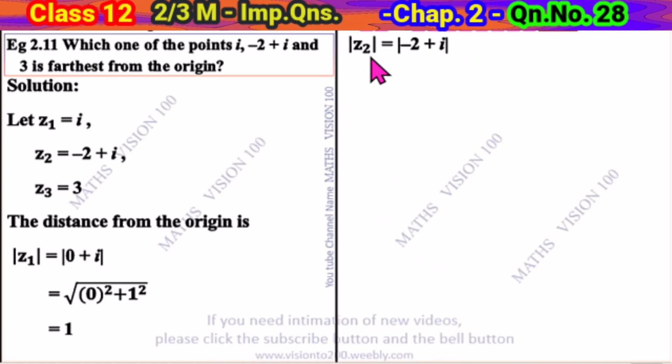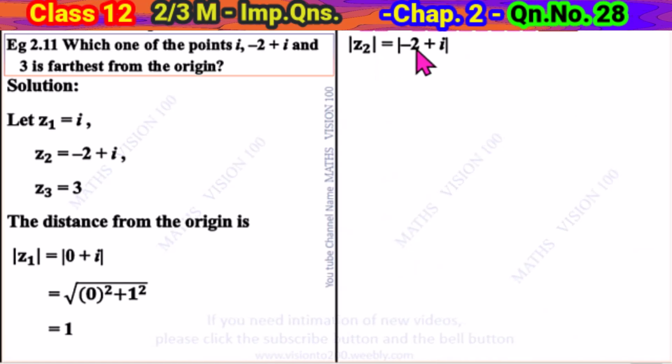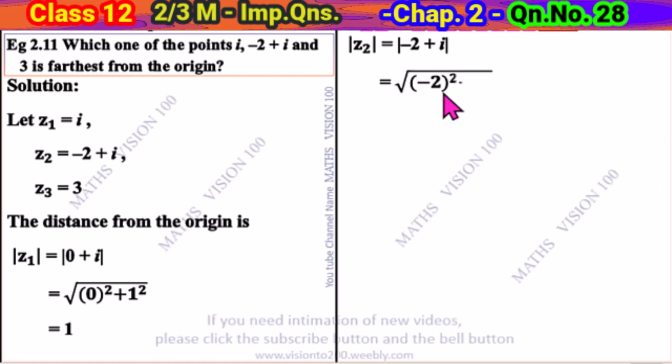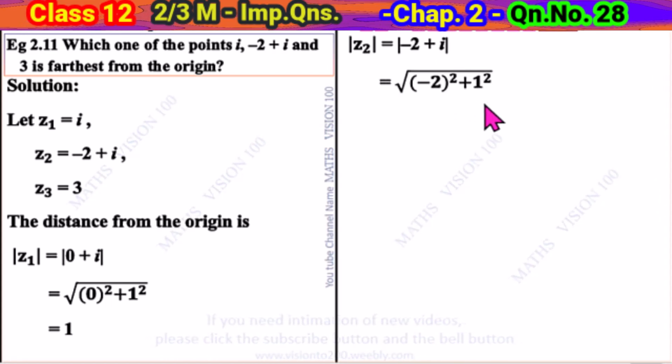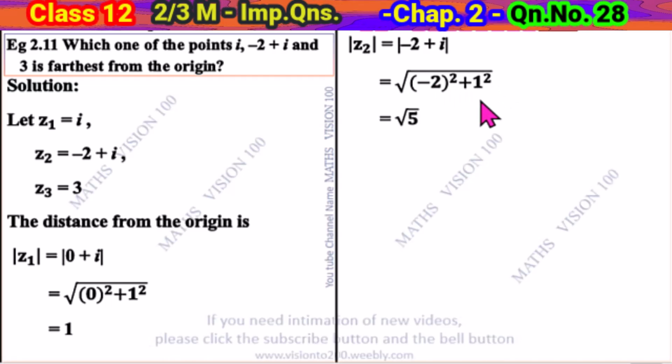Distance from the origin, that is modulus of z2, is equal to modulus of minus 2 plus i. Modulus is equal to root of real part square plus imaginary part square, equal to root of 4 plus 1, which is root 5.